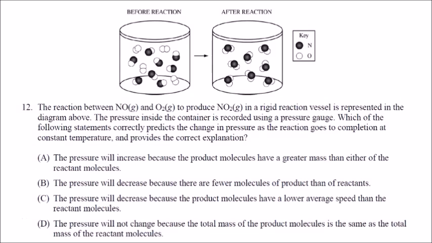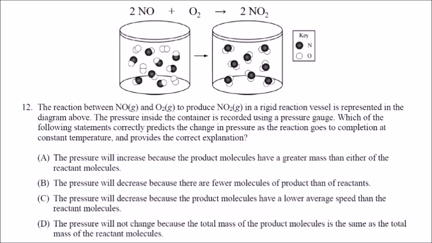In number 12, we have a particle diagram to go with this question. The reaction is between nitrogen monoxide, NO, and oxygen gas, O2. The product is nitrogen dioxide, NO2. Now, it turns out that the pressure is going to be monitored before the reaction and after the reaction. Our balanced chemical equation between NO and O2 looks like this. So 2 molecules of NO react with 1 molecule of oxygen to produce 2 molecules of nitrogen dioxide.